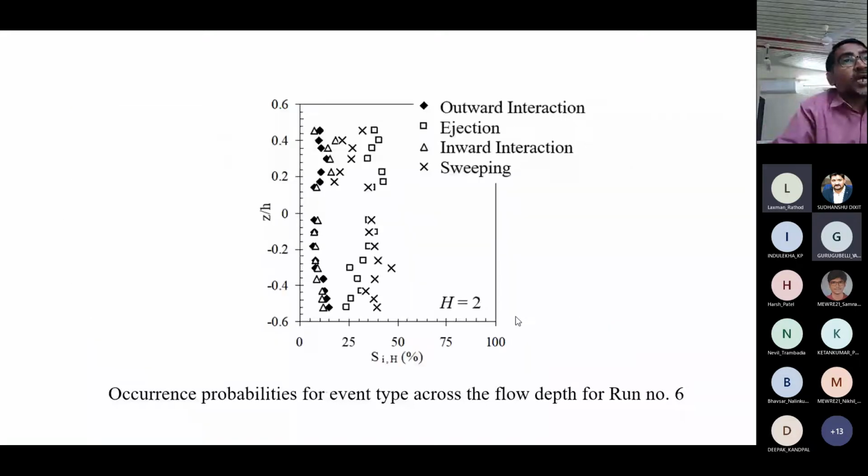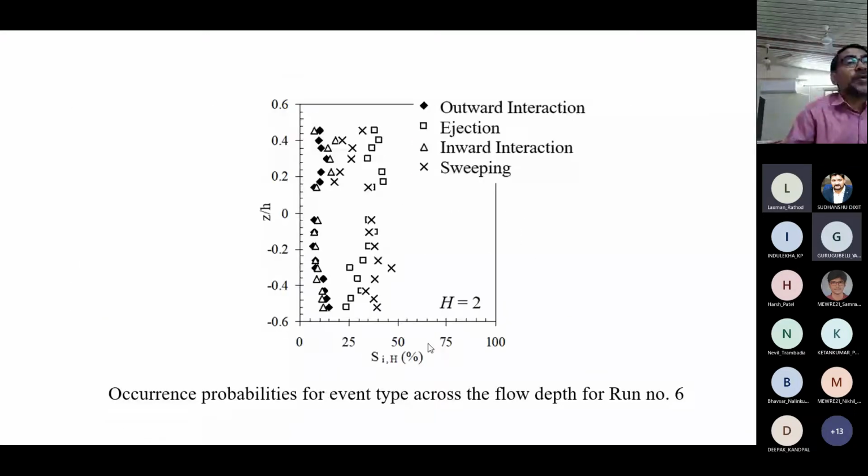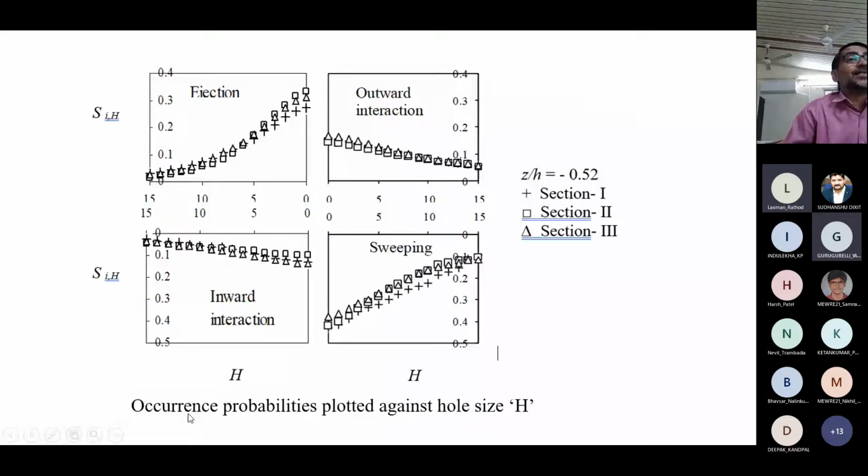Now, whatever we have shown here, the plot can also be generated in this form, taking all the data of outward interaction, ejection, sweep, and inward interaction. We can also develop this one: the occurrence probability plotted against hole size. So what I have taken is the hole size from 0 to 15 on this x-axis, right? And on the y-axis, we have the occurrence probability.